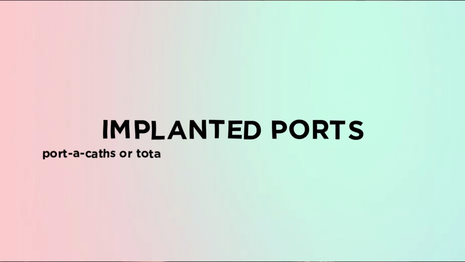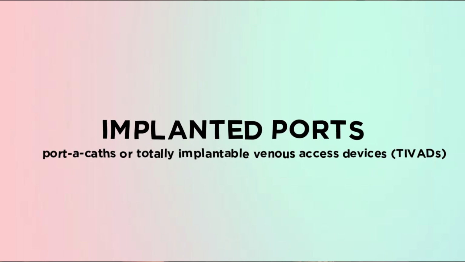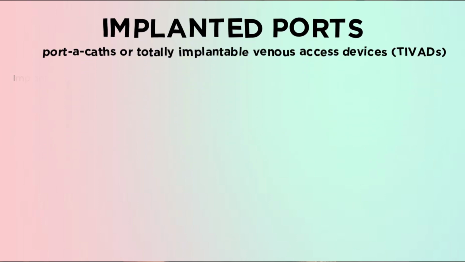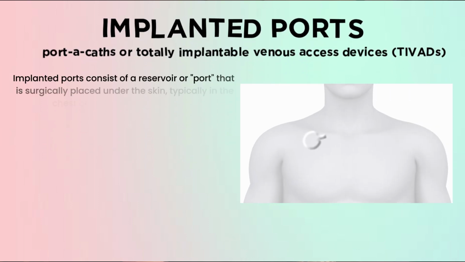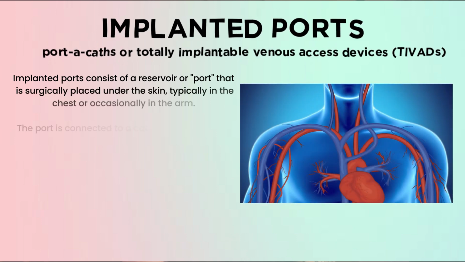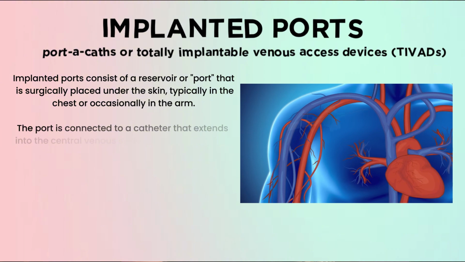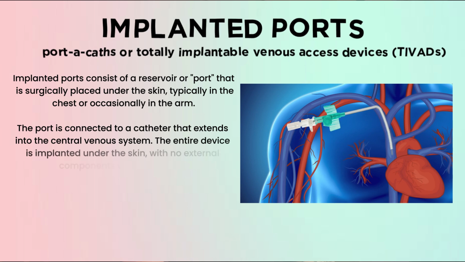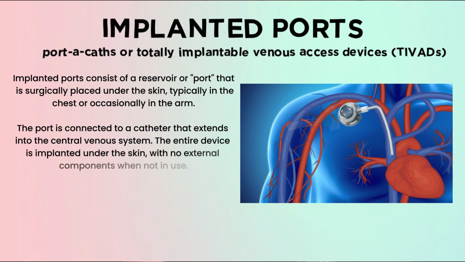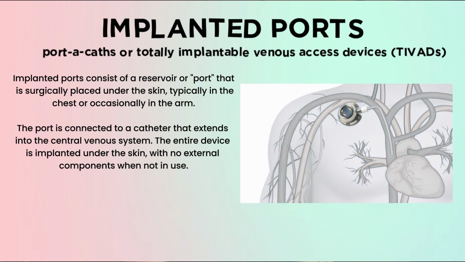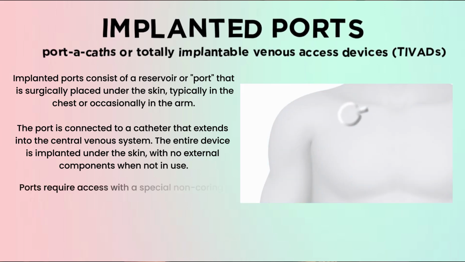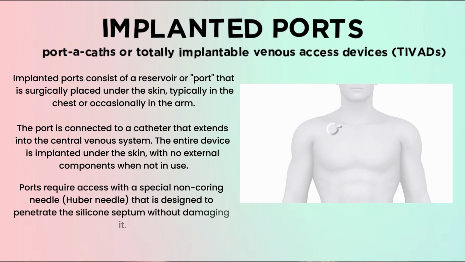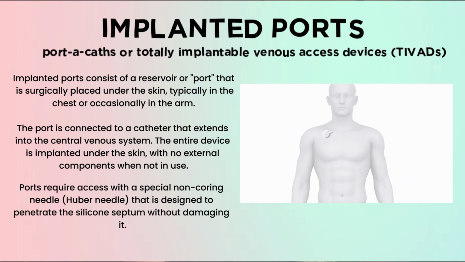Finally, let's discuss implanted ports, also known as port-a-cath or totally implanted venous access devices, or TIVADs. Implanted ports consist of a reservoir or port that is surgically placed under the skin, typically in the chest or occasionally in the arm. The port is connected to a catheter that extends into the central venous system. The entire device is implanted under the skin with no external components when not in use. Ports require access with a special non-coring needle, a Huber needle, that is designed to penetrate the silicone septum without damaging it.